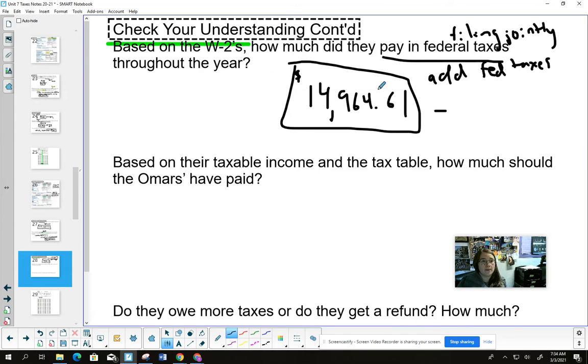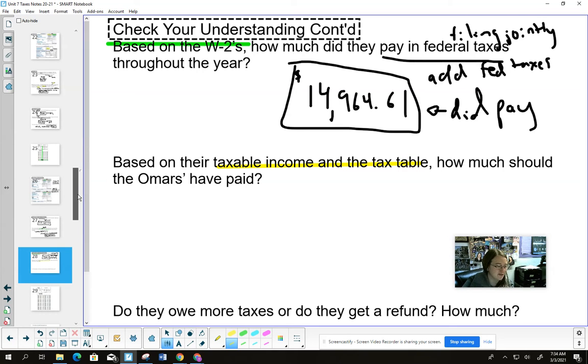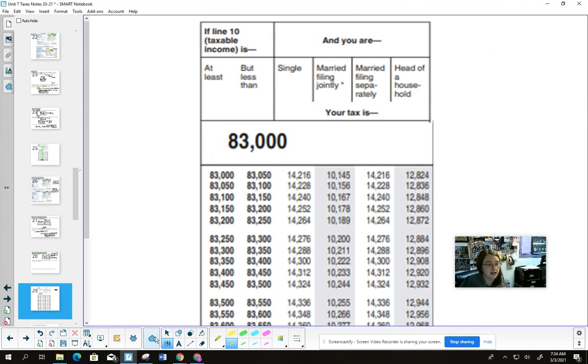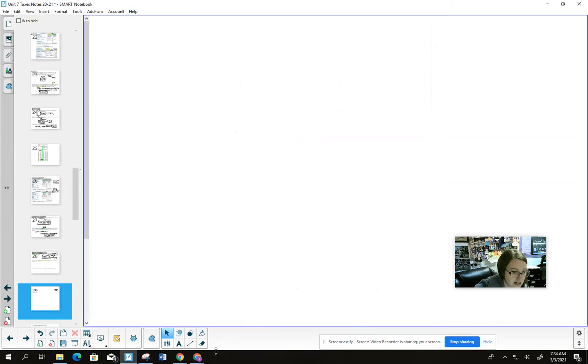So once again, guys, keep this straight. If it comes off the W-2, that's how much you did already pay. Now we're going to see, based on their taxable income in the tax table, which again, I'm going to have to change because I just need to fix this in the future. The standard deduction changed, so that put them into a different table. So I'll fix that in a second here. So based on their taxable income and the tax table, how much should the OMERs have paid actually? So again, here's their taxable income. Give me a second to fix this because I have the wrong table here.